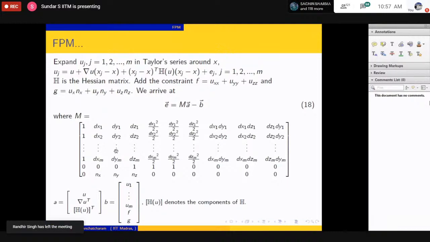So then I have all the possible second terms, like x1 minus x2 whole square. In your Taylor's expansion, you see that the second term will have a square. So then I have the cross products. Then when I'm writing this particular Uj, j varies from 1 to n, in the matrix form, I will get it this way. I'm taking this e to the left side. This becomes MA minus B, where A is my unknown, all possible first derivatives, all possible second derivatives, and your B is nothing but the neighborhood information U1 to Um, f and g, where H denotes the components of H, meaning Hessian components.